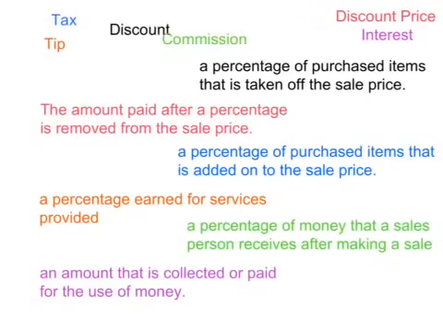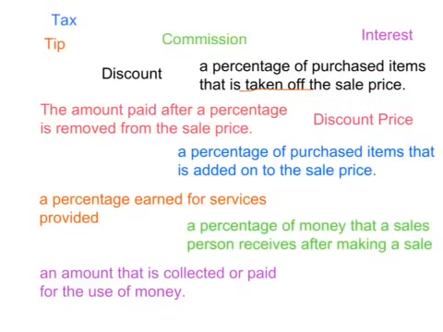The first one that I want to discuss is discount. A discount is simply a percentage of purchased items that is taken off the sale price. Taken off being the key words in this definition. Discount is something that you will take off or subtract. The next key word that we need to discuss, discount price. That is the amount paid after a percentage is removed from the sale price. Again, the key word removed, which means subtraction mathematically.